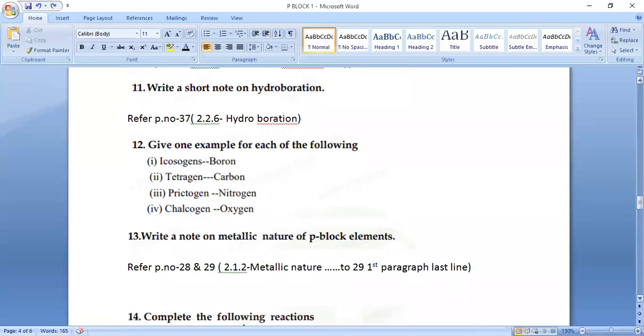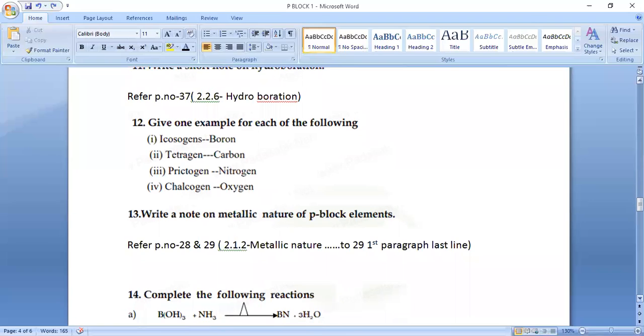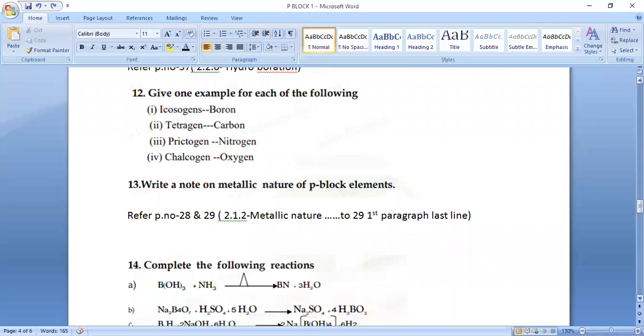So give one example for each of the following pnicogens. So the examples: boron, tetragen, that is carbon, pnictogen, that is nitrogen, chalcogen, that is oxygen. So write a note on metallic nature of the p block elements. For the answer, you need to refer to page number 28 and 29. It starts under the topic metallic nature, first line, to page number 29, first paragraph, last line. So up to that you need to mark.